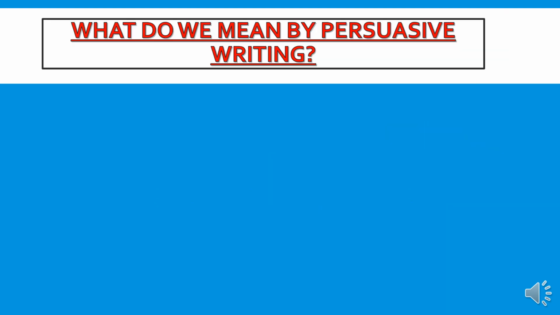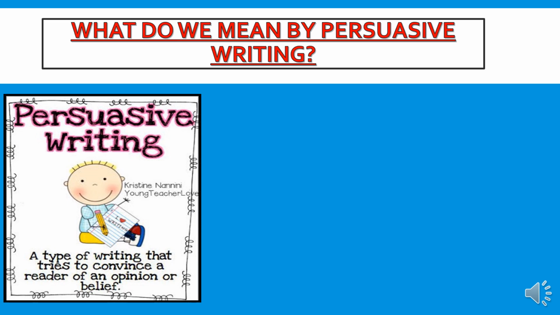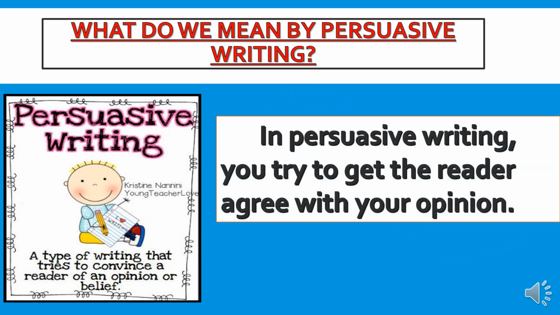What do we mean by persuasive writing? It's a type of writing that tries to convince the reader of an opinion or belief. In other words, in persuasive writing, you try to get the reader to agree with your opinion. This means you write a paragraph stating your opinion about something, you like it or you don't like it, okay? Then you write some sentences to get the reader to agree with your opinion. You try to convince the reader.